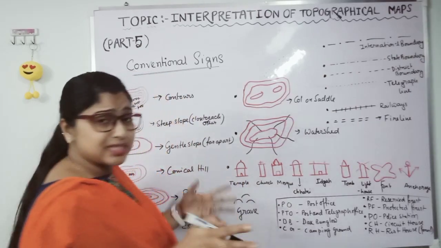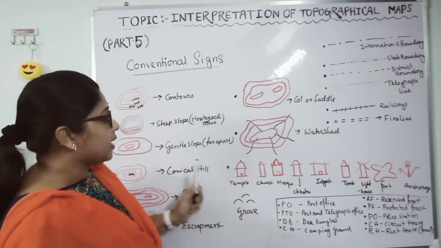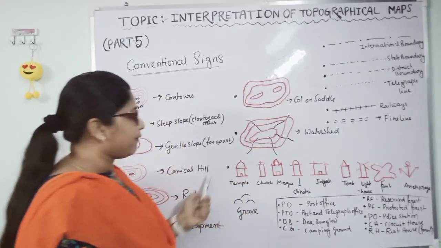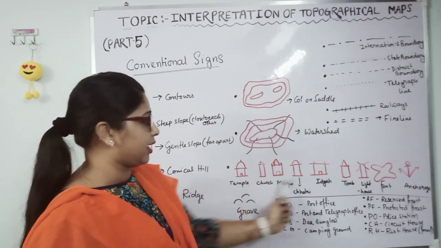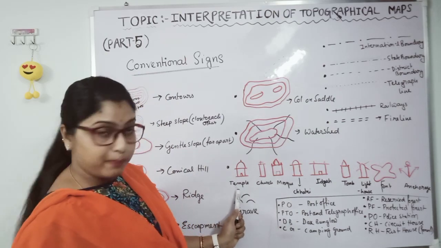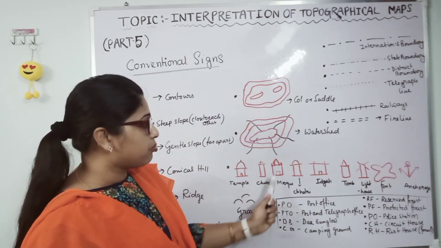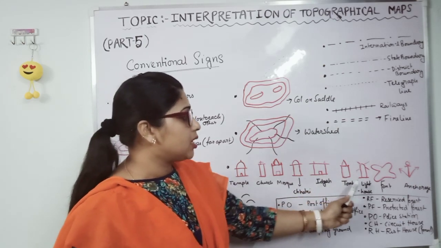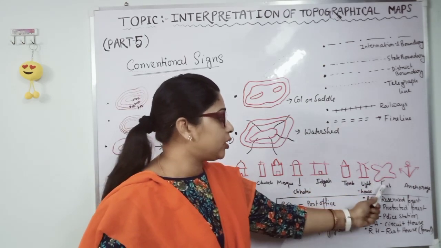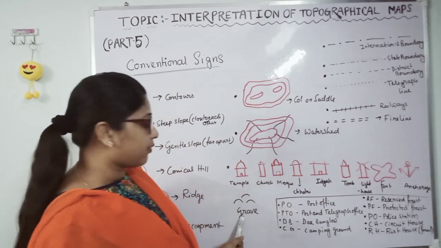Okay, spreading of that fire. Okay, here are some symbols I have drawn. First symbol: see that these are the man-made features: temple, church, mosque, chhatri, idgah, tomb, lighthouse, fort, anchorage, and graveyard or grave.